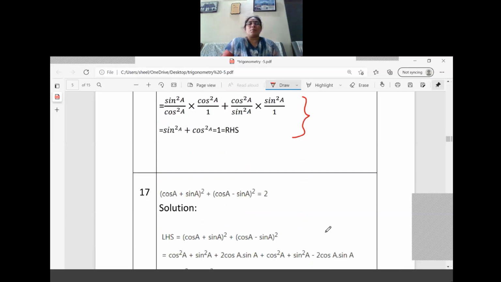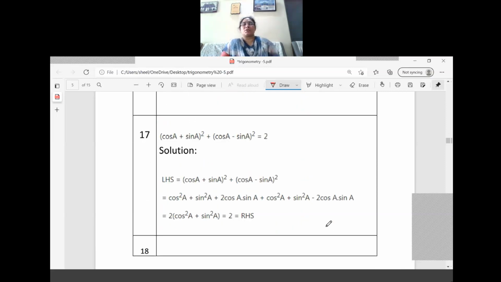So the next question now: (cos A plus sin A) whole square plus (cos A minus sin A) whole square equal to 2 only. So as you know, it is (a plus b) whole square and (a minus b) whole square on the left side. So what is the normal procedure? Expand it. (a plus b) whole square and (a minus b) whole square we are expanding.